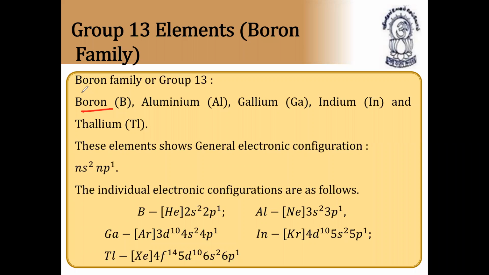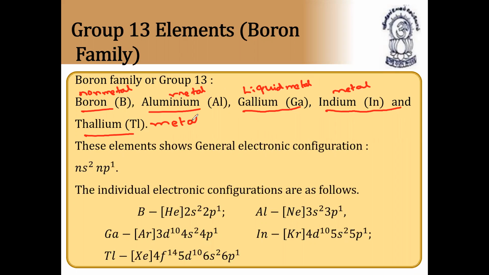Boron, non-metal; aluminium, metal. Gallium is the only liquid metal, as I told you. Indium is a metal and thallium is also a metal. So these are the elements of group 13: boron, aluminium, gallium, indium and thallium. Boron is non-metal, aluminium is metal, gallium is liquid metal, indium and thallium are also metals.